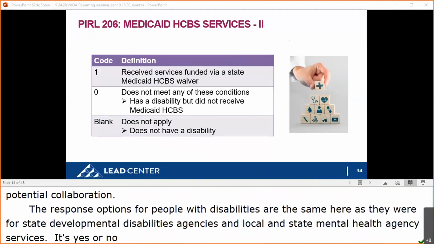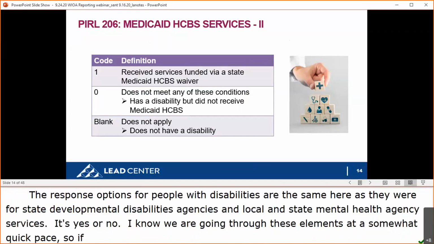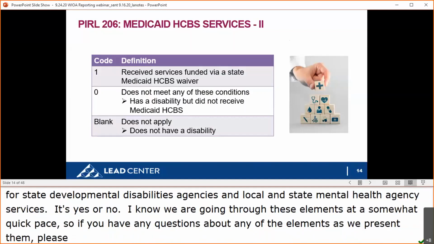I know we're going through these elements at a somewhat quick pace. So if you have any questions about any of the elements as we present them, please type your question into the Q&A panel and we'll answer it toward the end of the webinar.